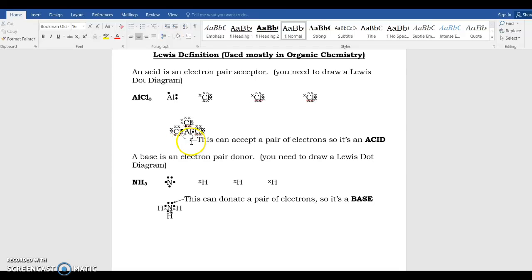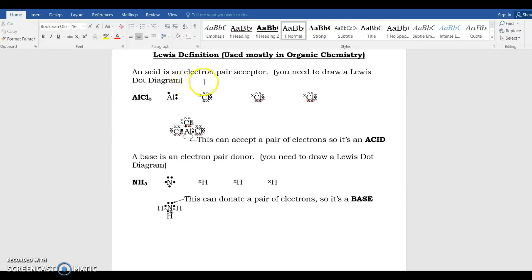Notice that every single element on the periodic table, there's a couple of exceptions that we've discussed. But in this case here, there's 2, 4, 6 electrons around this aluminum atom. And remember, mostly every single atom on that periodic table would prefer to have 8. So this is missing a pair.